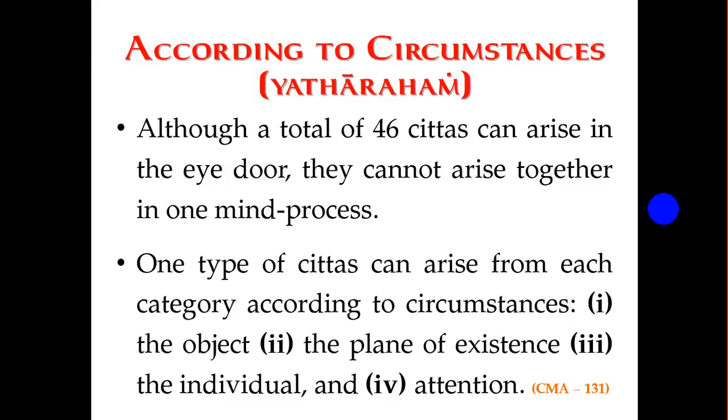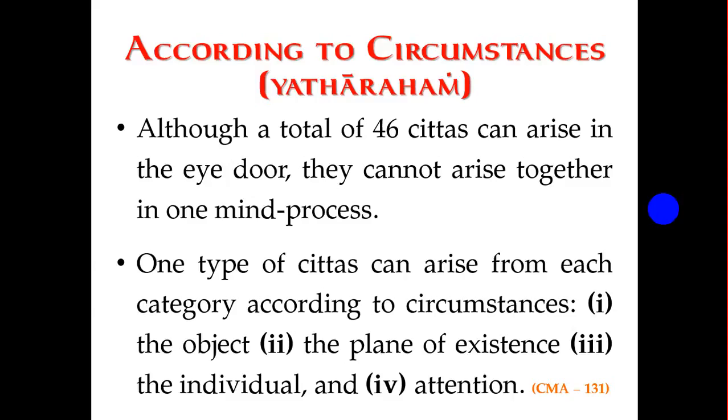Then after that, javana. Even though 29 javana cittas can arise in the sense-door, only one arises according to circumstances, right? When we talk about circumstances, Sayalay mentioned 4 things. Number 1, the object. If the object is pleasant, the javana is also pleasant. Only one.